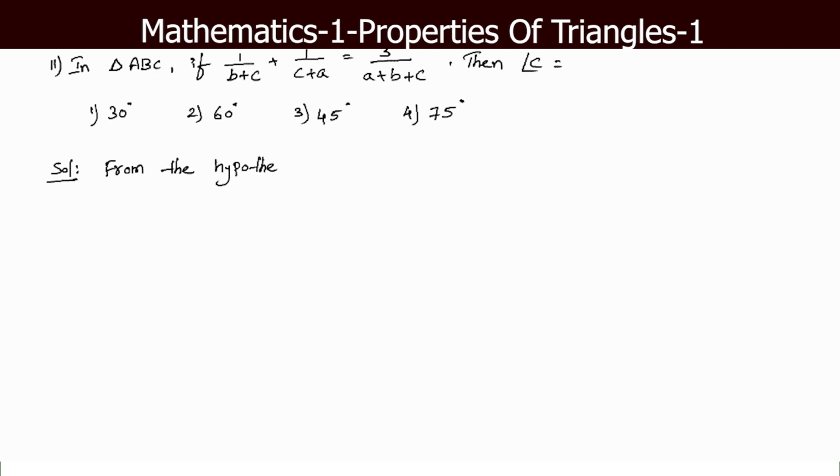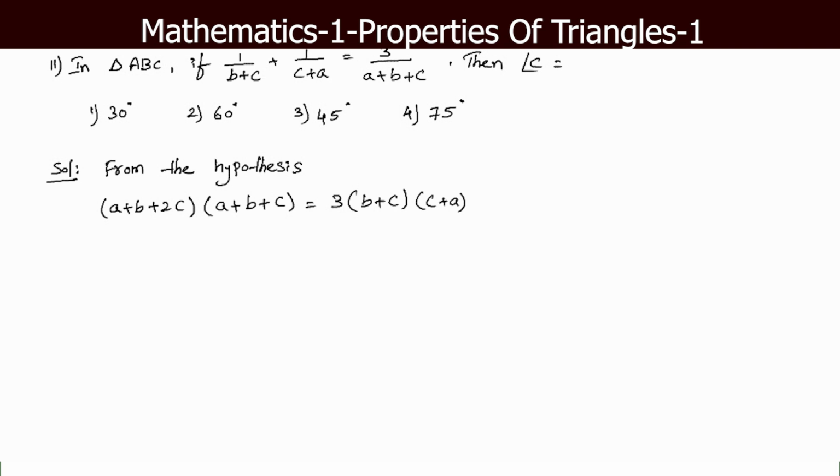So from the hypothesis, you simplify the given hypothesis. (A plus B plus 2C) into (A plus B plus C) is equal to 3 into (B plus C) into (C plus A). Now multiply both sides, that is, expand it and simplify the terms.